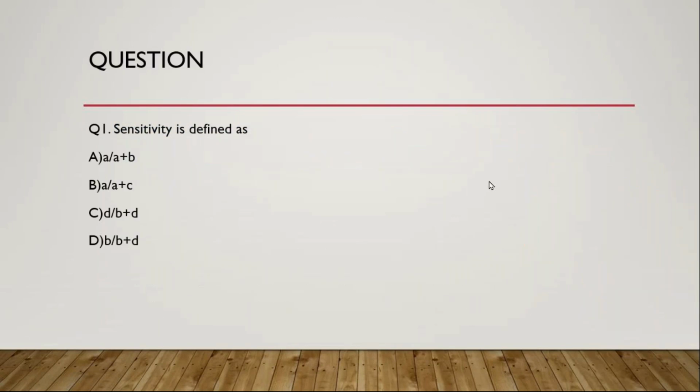Now this is the question. Question number 1. Sensitivity is defined as option A, A upon A plus B; option B, A upon A plus C; option C, D upon D plus B; and option D, B upon B plus D. So please answer what is the correct answer. Please open your mic. Don't reply. Ma'am, it's B, A upon A plus C. Yes, it's correct.